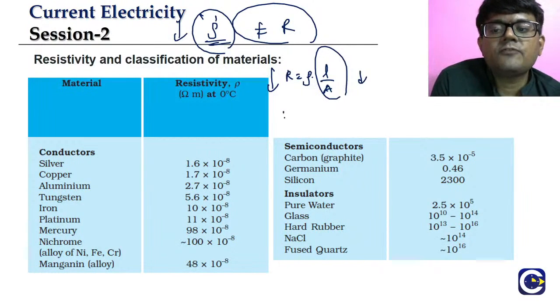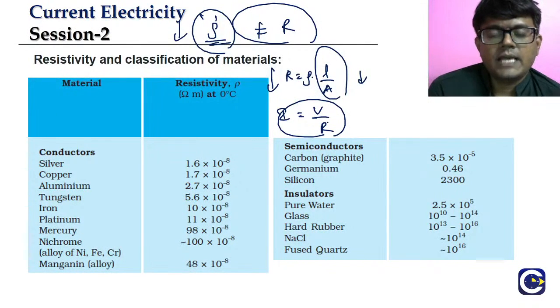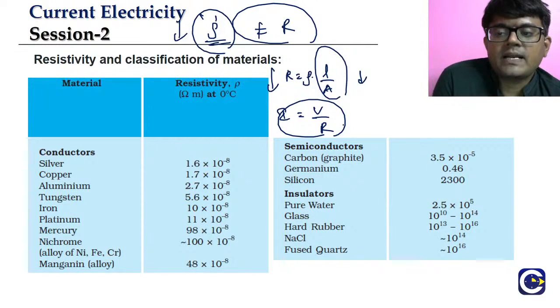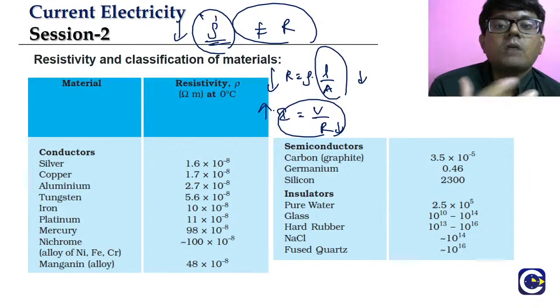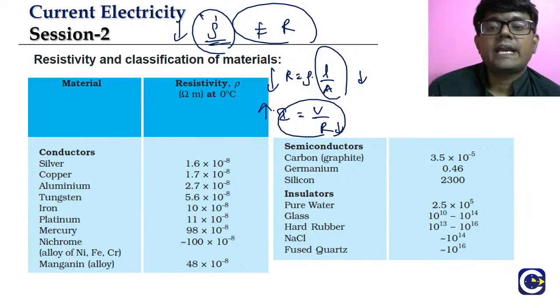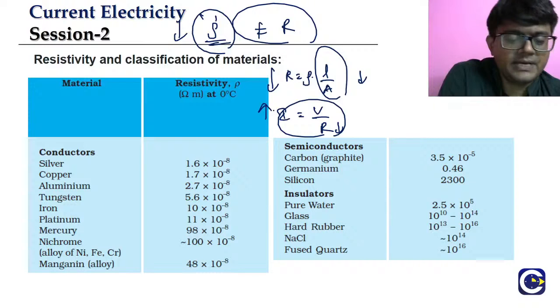What is the current formula? V by R, from Ohm's law. V by I is equal to R. So I is equal to what? V by R. When the resistance is less, which means what? Current value will be higher. So that particular material is able to allow more amount of current to go through it. So those kinds of materials, what do we call them as? Conductors, typically the metals.